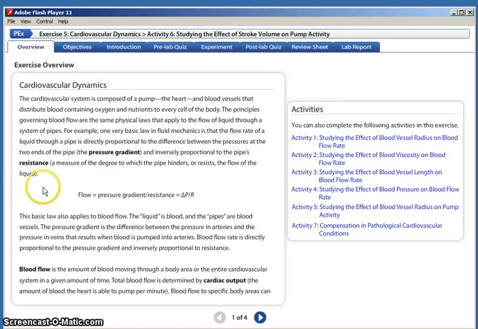Okay, in this video, we're going to look at the relationship between the stroke volume and the pump activity, which of course is heart rate. While stroke volume is not going to directly cause heart rate to go up or down, the stroke volume is going to affect what the heart does because we're trying to conserve cardiac output.